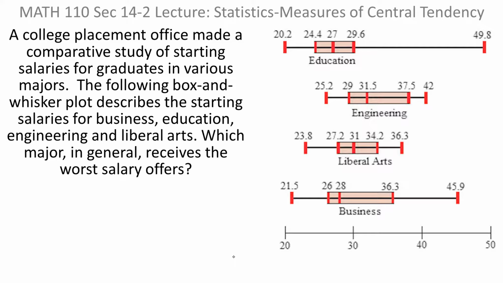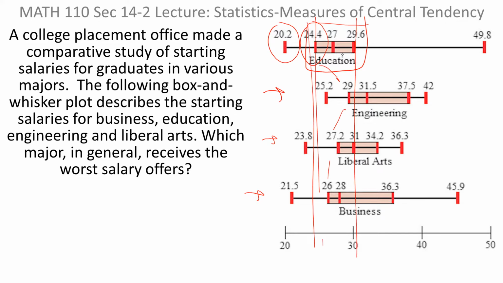Now, I don't think this takes a whole lot of analysis to see that education is definitely the worst in general. If you look at the minimum, it's lower than the minimum of any of the others. If you look at the first quartile value, it's lower than any of the other first quartile values if you just look at those. And just by glancing at it, it's easy to see that in general the education is further to the left than the others.